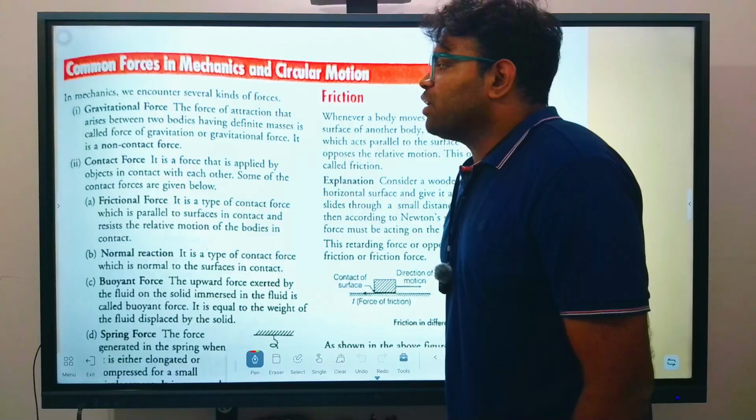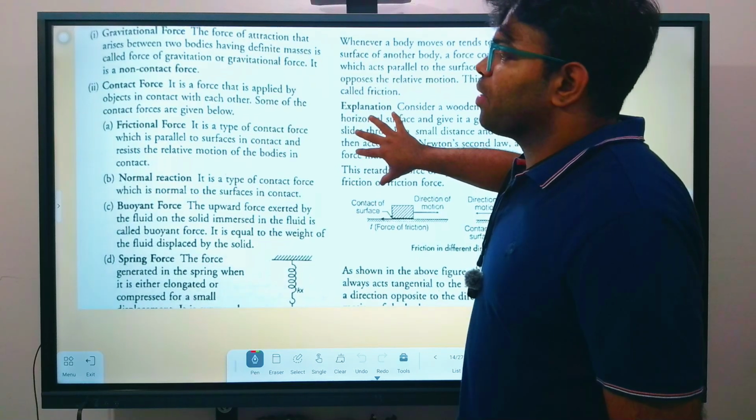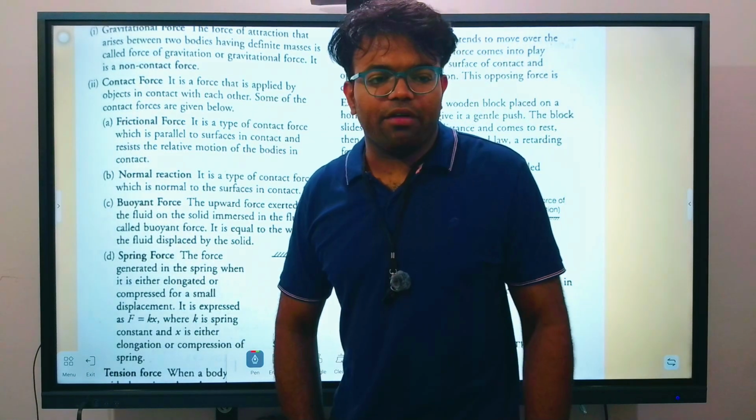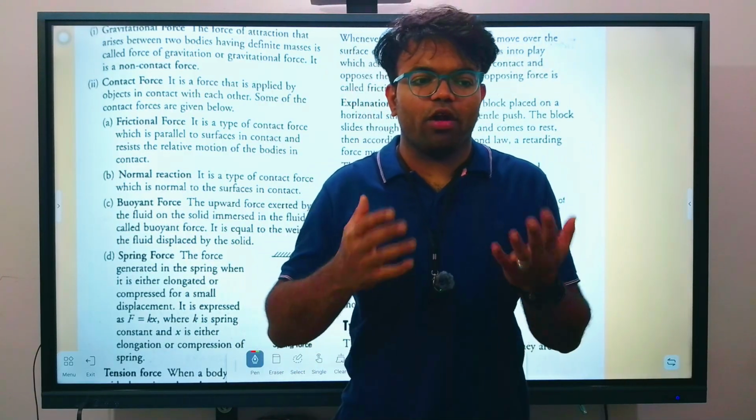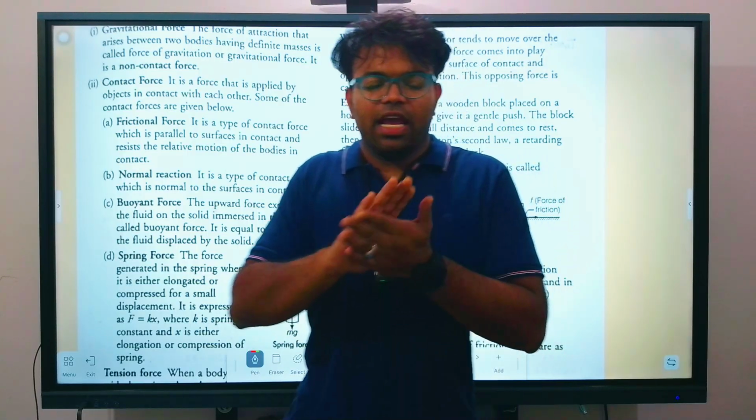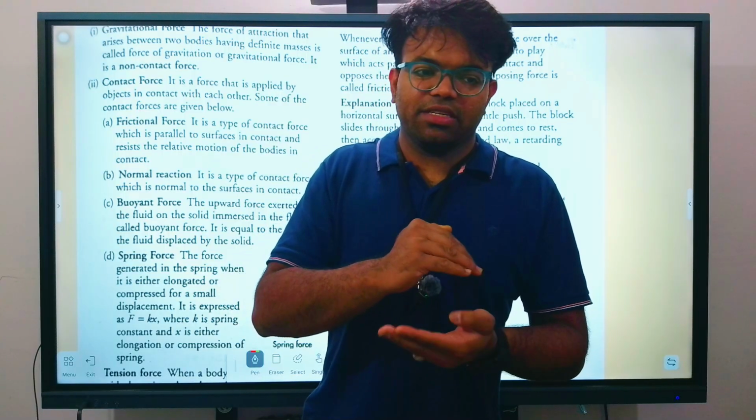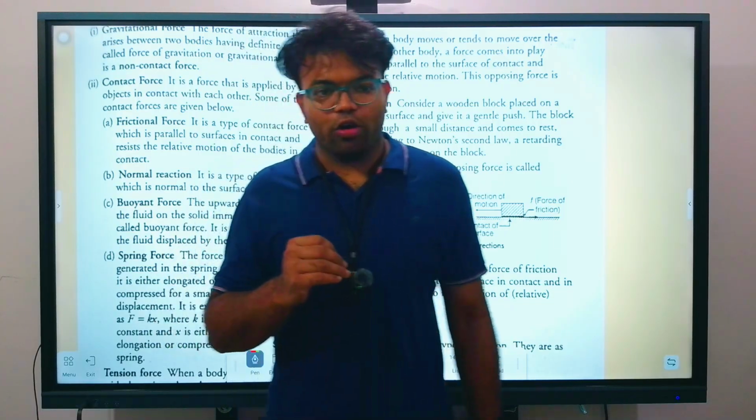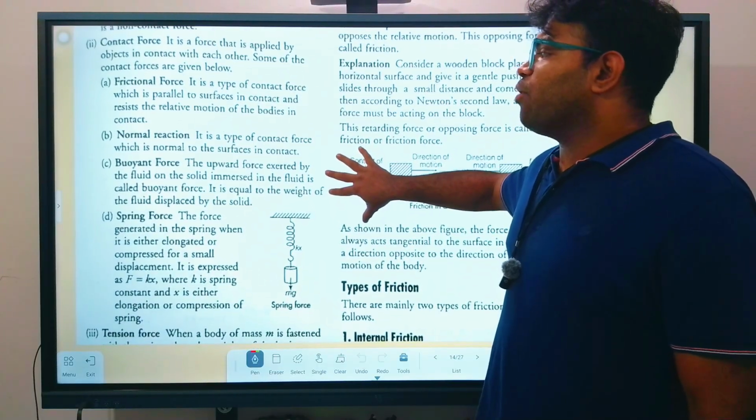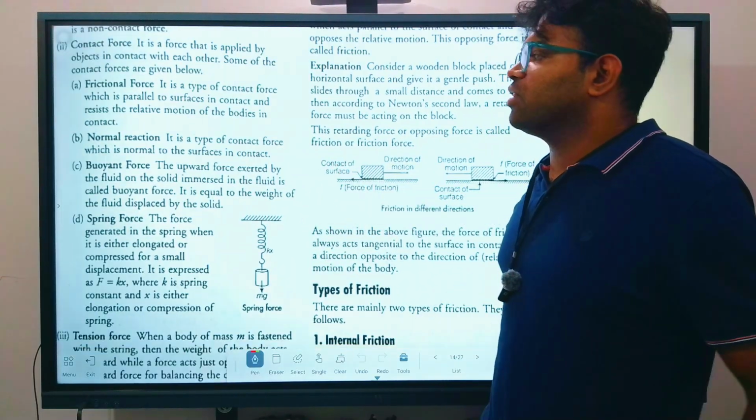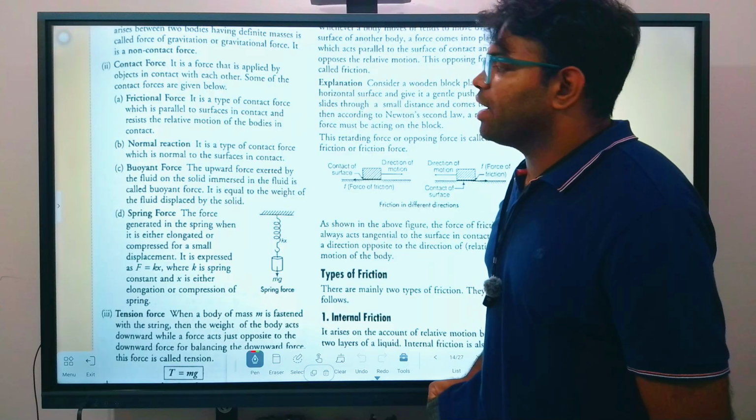Next, contact forces. It is a force that is applied by objects in contact with each other. Some of the contact forces are the frictional force. Frictional force only arises when there is an actual contact between two objects. If there is a relative movement with contact between two objects, we say that it is a contact force. Clear? Next, the normal force. It is a type of contact force which is normal to the surface in contact. You can only experience normal force if an object is in contact with another object.